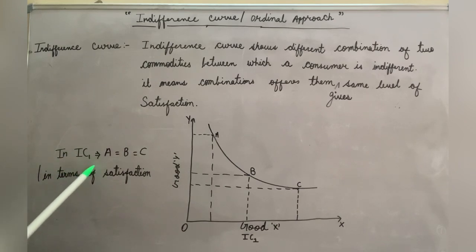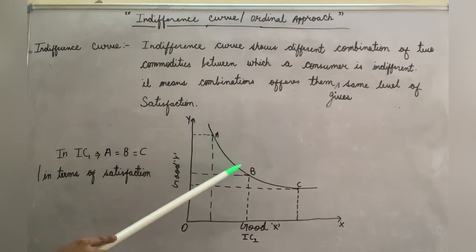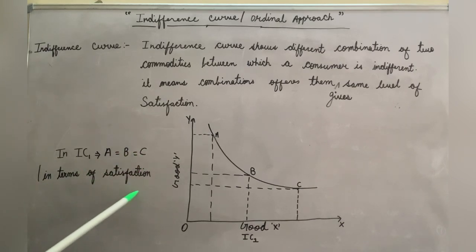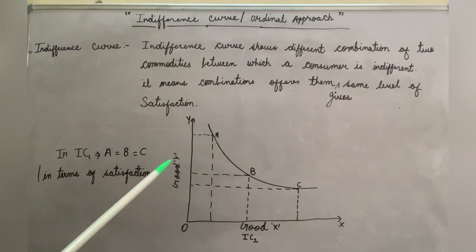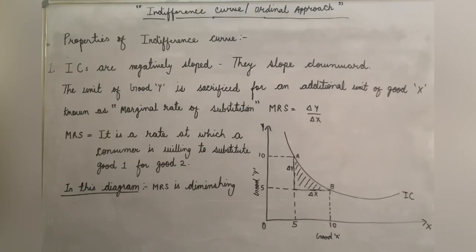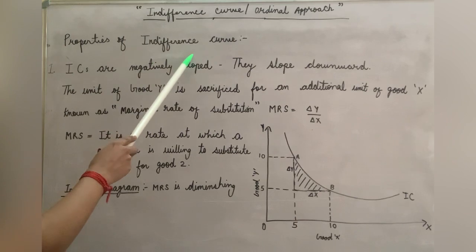In an IC we can say that A is equal to B is equal to C in terms of satisfaction, because we have to take that type of combination that gives us an equal level of satisfaction. It's called an indifference curve. So let's come to the properties of indifference curves.